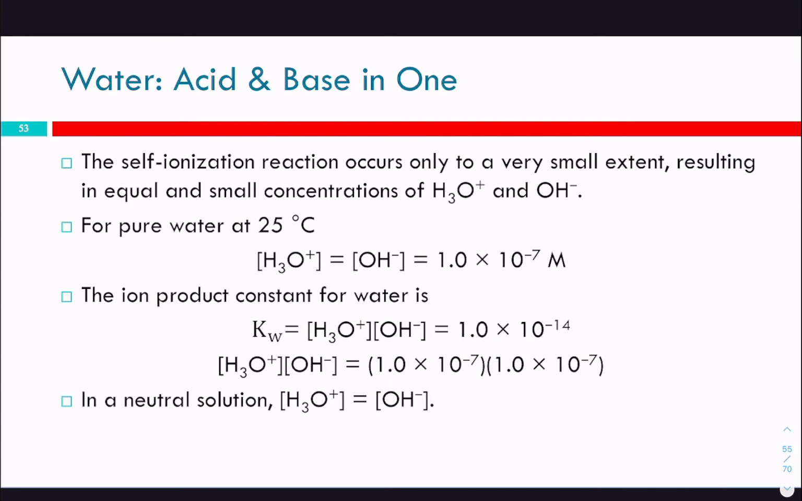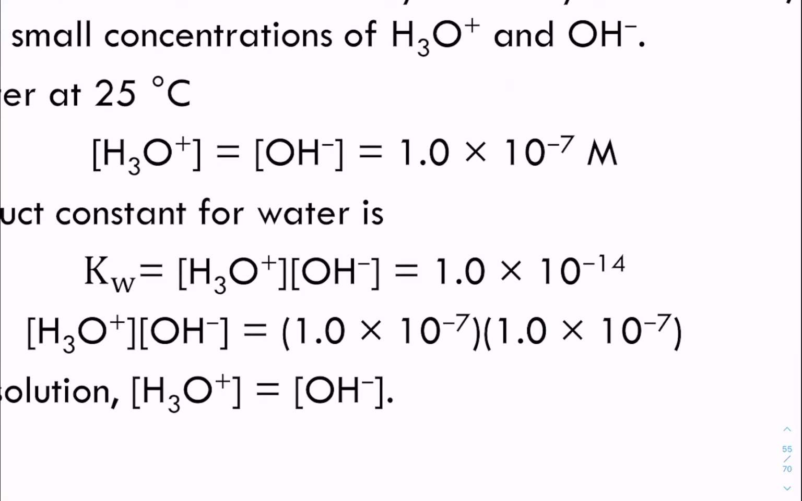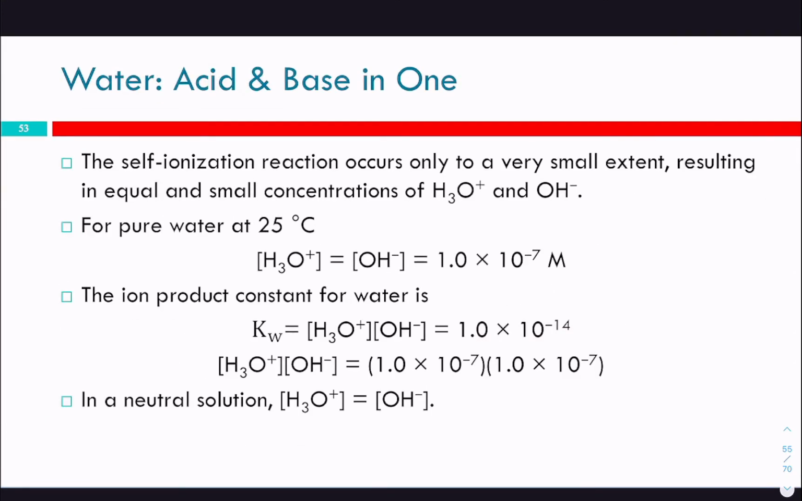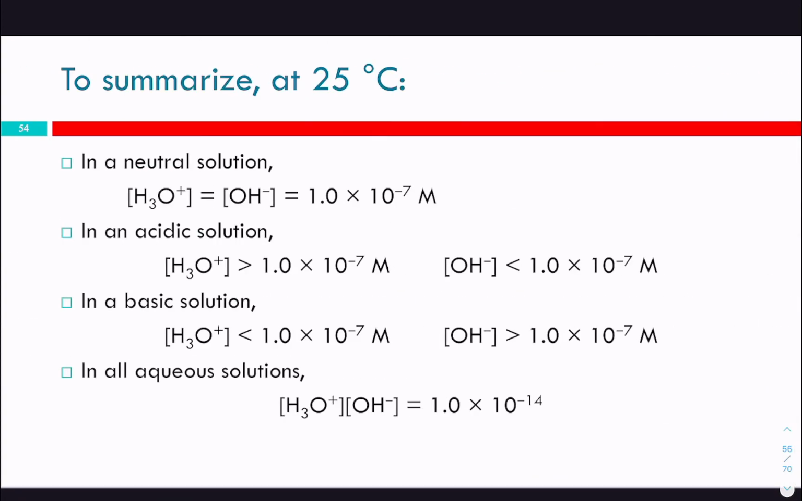I wanted to mention a trick with exponents: if you multiply two numbers with exponents together, you just add their exponents. So we have times 10 to the minus 7 multiplied by times 10 to the minus 7. Minus 7 plus minus 7 is minus 14. So for a neutral solution, the concentrations of both H3O plus and OH minus are times 10 to the minus 7.